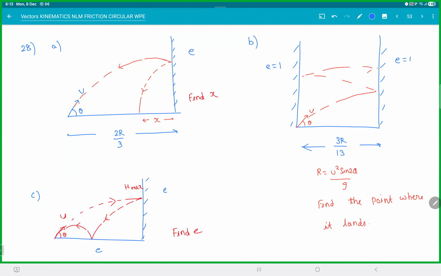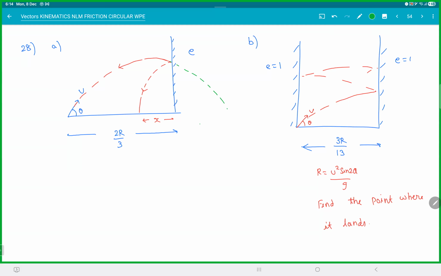I would do the first one. See, think of it like this. If there was no wall, what would have happened? You would have just gone straight and you would have landed at r by 3. So at this point, your velocity would have been how much? u cos theta. If you're hitting a wall with speed u, then you'll bounce back with the speed of eu. So this speed would have been eu cos theta.